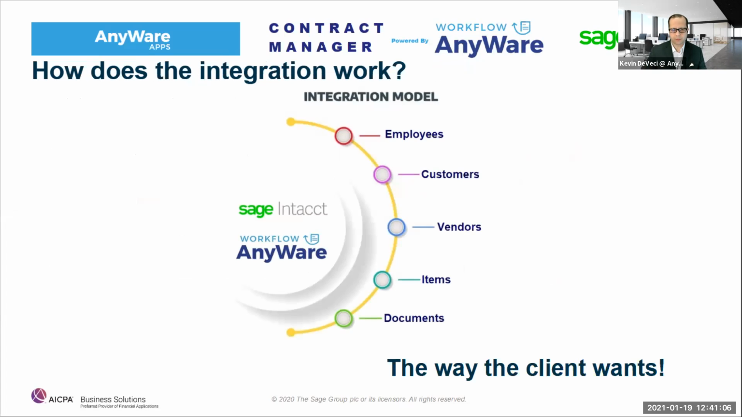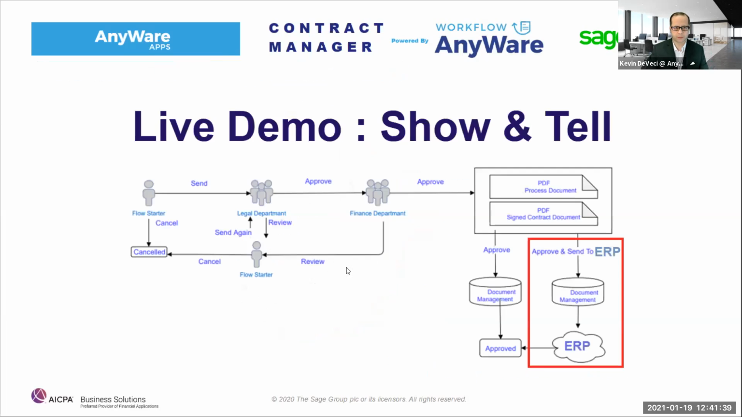The integration model is actually very flexible. At the moment, we are pulling the master data: employees, customers, products, as well as vendor information. And depending on the type of contract, we integrate with the sales part of Sage Intacct or the vendor part of Sage Intacct, depending on what is needed. The integration part is pretty flexible because the WorkFlow AnyWare platform is very flexible, and that gives us a lot of options to integrate pretty quickly, depending on the type of the contract.